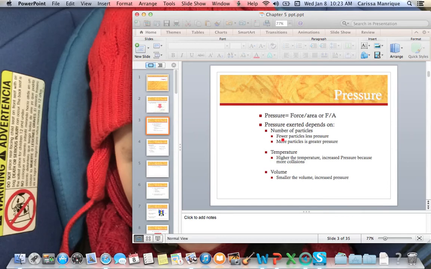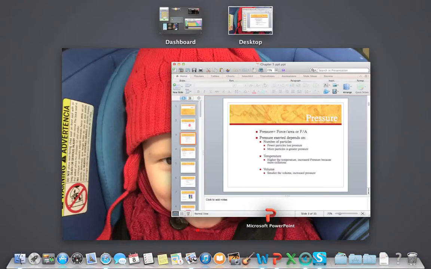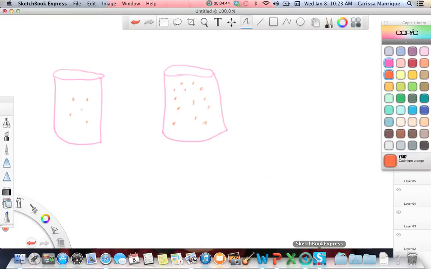Let's look at another one: temperature. Think about boiling water. When you heat something, it increases the energy. Before it's boiling, the water is calm, and then it gets to the boiling point and it's going crazy, right? Gas is the same way. You heat it up, and it goes crazy and has all this energy, so it's colliding everywhere. Let's increase the temperature. Now these particles are going zoom, zoom, zoom all over the place.